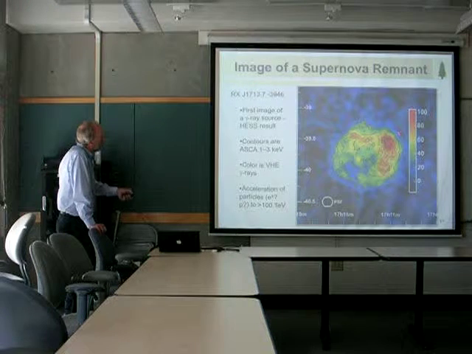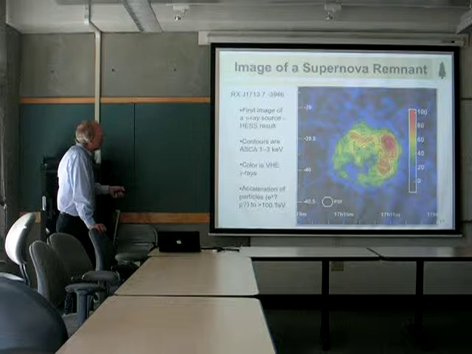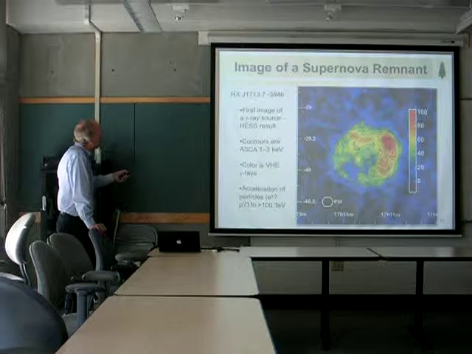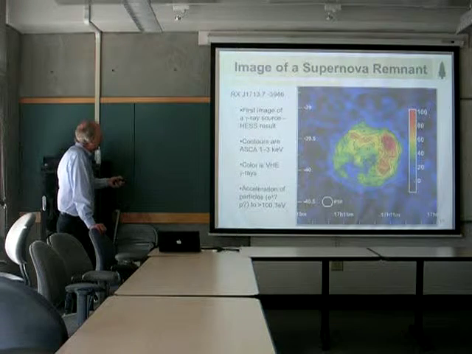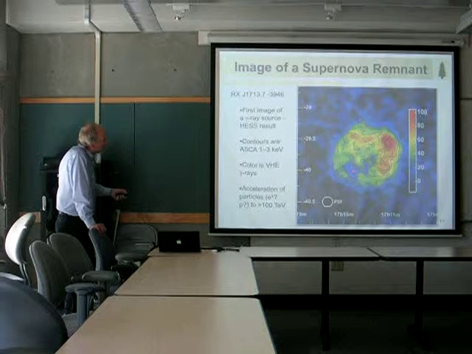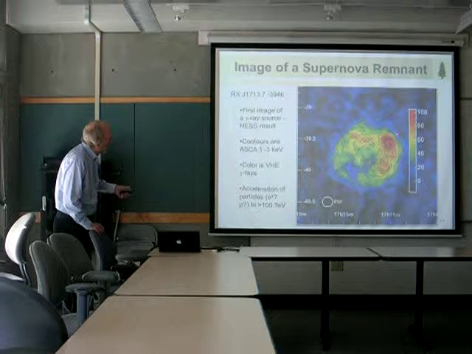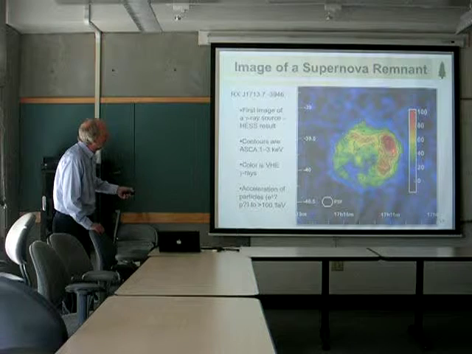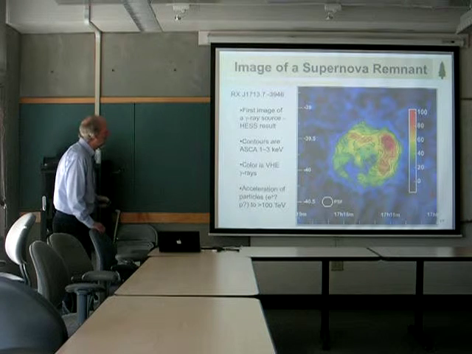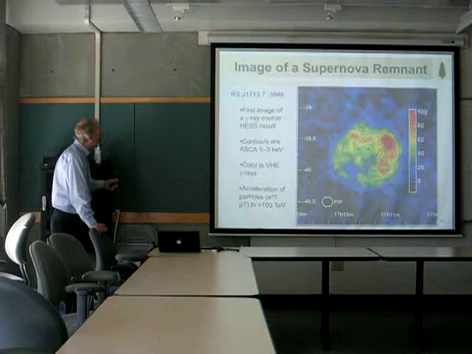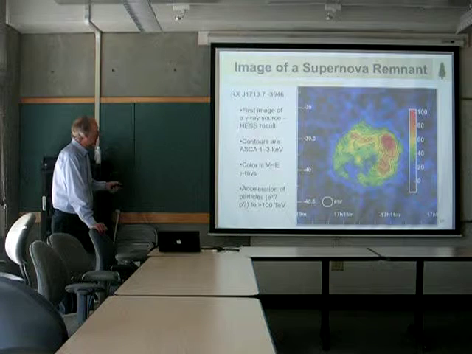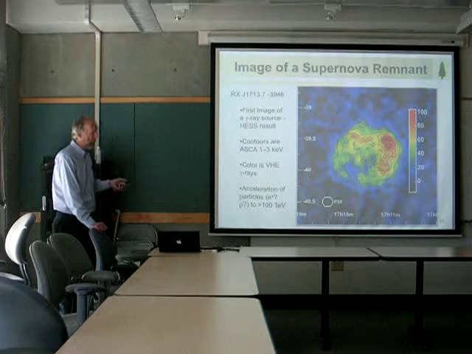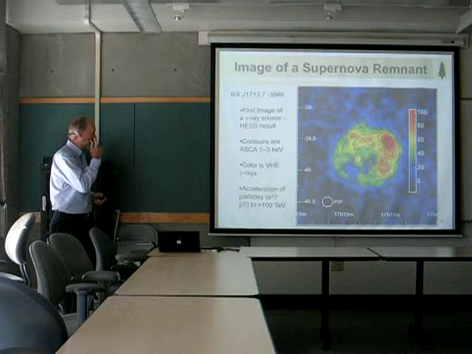This is one of the first images in very high energy gamma rays of a supernova remnant. So this is a supernova remnant in the southern hemisphere, and the color scale here is actually the image in gamma rays that was constructed from the HESS experiment. HESS is a very similar instrument to VERITAS, but it's in the southern hemisphere and looking at the southern sky.